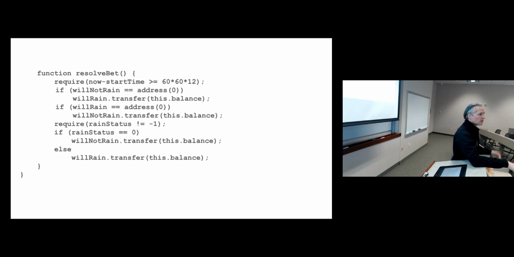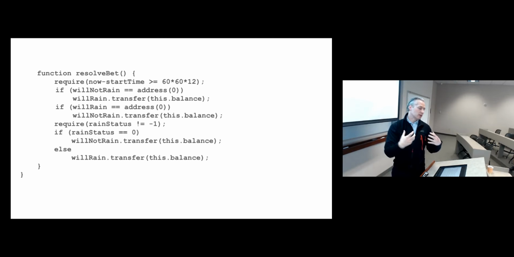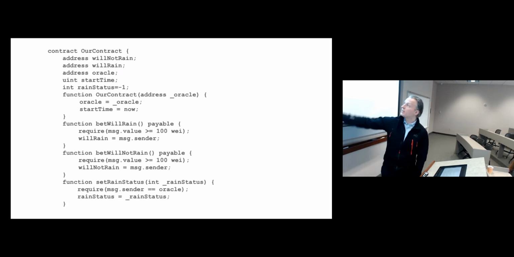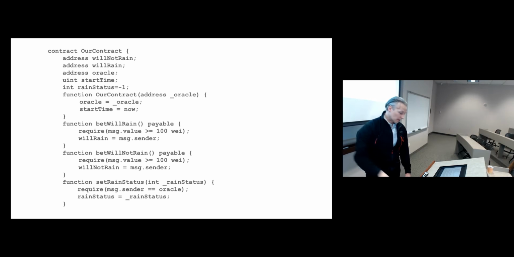There are different ways to program this. The same thing here, guys. This is not rocket science. It's just a question of how you put it all together. So the function here is resolve the bet. What do we need to resolve the bet? Well, we need to determine the rain status and the payouts from these senders. That's all it is.